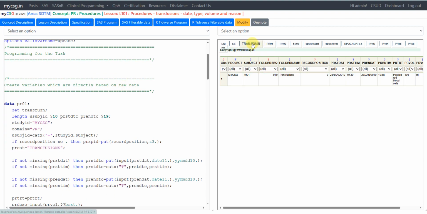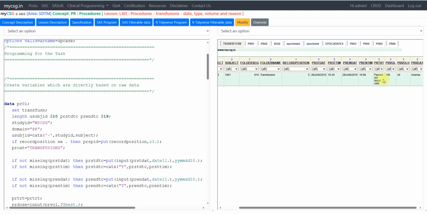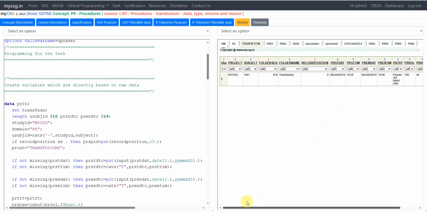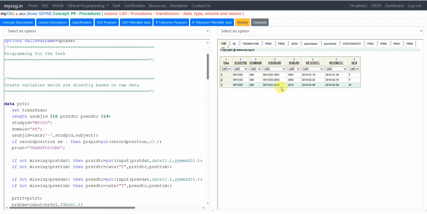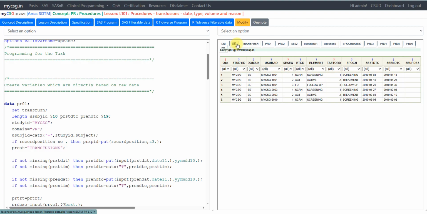So let us take a quick look at our transfusion dataset. We have one record here for subject 1001, and here if we see, we have the start date collected, start time collected, and then end date time, and the type of transfusion coming in PRTRT, and then the volume administered, volume in units, and the reason why the transfusion had to be made. And let us come back to the DM dataset. Here we have data for 3 subjects, out of which only one of the subject needed one transfusion. And then we have start date and end date of each of the elements or epochs for all of the subjects present in DEMOC dataset.